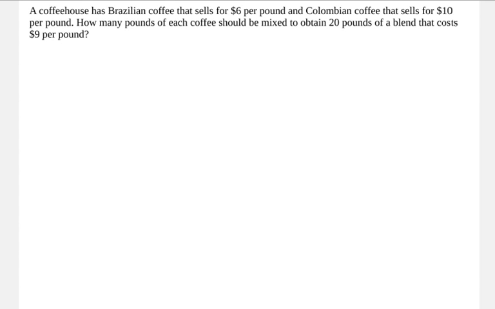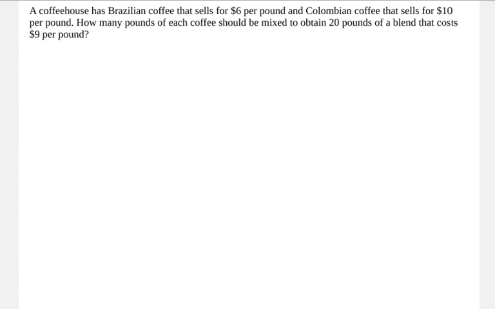Here we have a coffee house that has Brazilian coffee that sells for $6 per pound and Colombian coffee that sells for $10 per pound. How many pounds of each coffee should be mixed to obtain 20 pounds of a blend that costs $9 per pound? Alright, this is a mixture problem for sure. We're literally mixing the two things together.